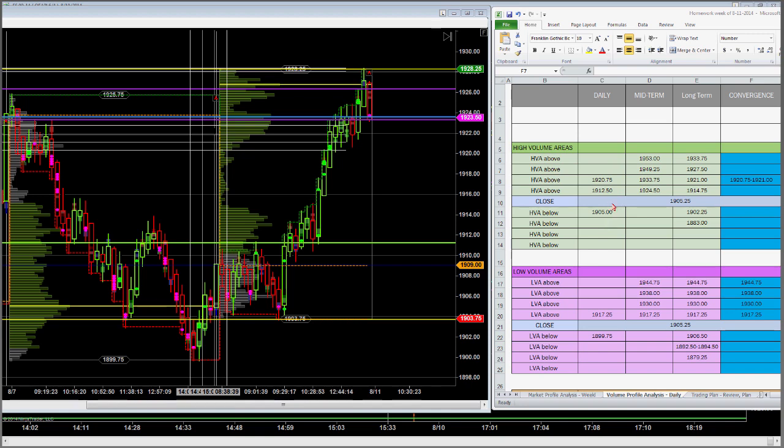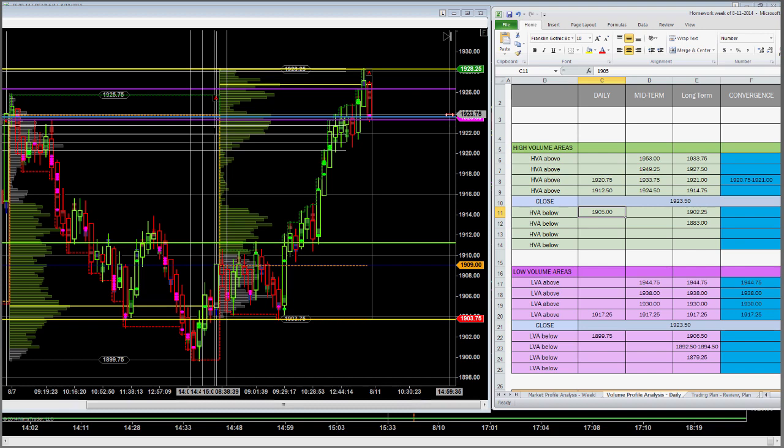So what I do is I go into my daily, I put my close in right here. The close for Friday was 1923.50. So I'll just put that in, 1923.50, and you can see it changes down here. And so from the close, this is my most current context, so I go to daily. From the close, I want to know where my low volume and high volume areas are below the close and above the close.